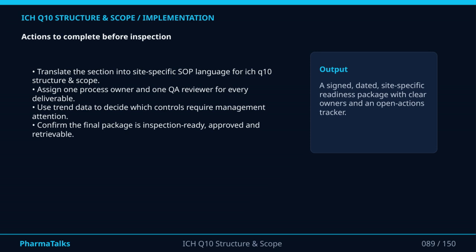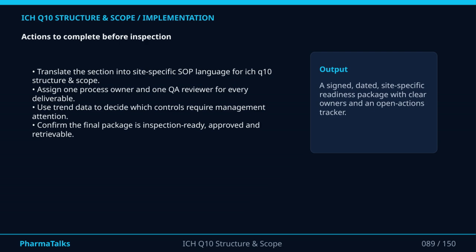First, we translate the relevant section into site-specific SOP language. This makes sure the procedures are clear and tailored to our operations. Next, we assign a dedicated process owner and a QA reviewer to every deliverable. This establishes accountability and oversight for each task.